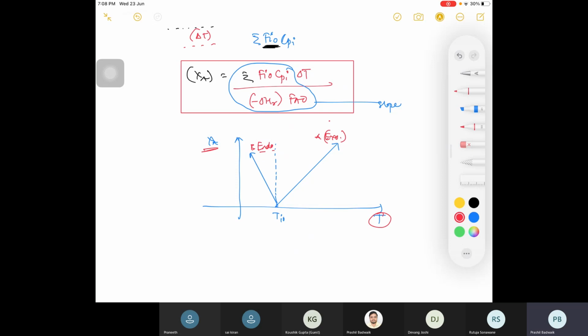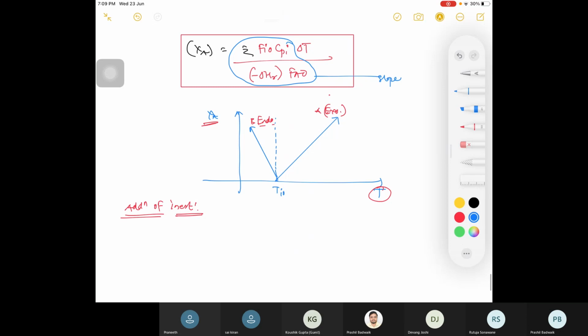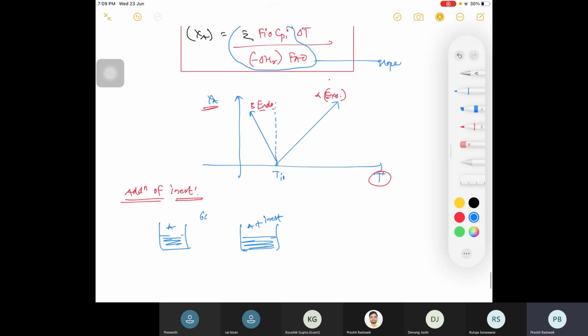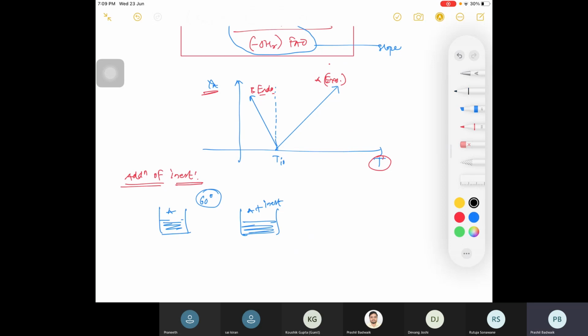Okay. Suppose if you are adding inert, addition of inert. This was your topic, addition of inert. Inert add करोगे तो क्या होगा? यहाँ this is your reaction mixture and this is also your reaction mixture. यहाँ पे pure A है, यहाँ पे A plus inert है. तुम्हें 60 डिग्री तक हीट करना है दोनों को. हीट ज्यादा कहाँ पे लगेगी? Which one will be having more heat required? A plus inert sir. Right? यहाँ पे you are having inert भी है और ये भी है. 60 तक दोनों को हीट करना है. So more heat required, right?